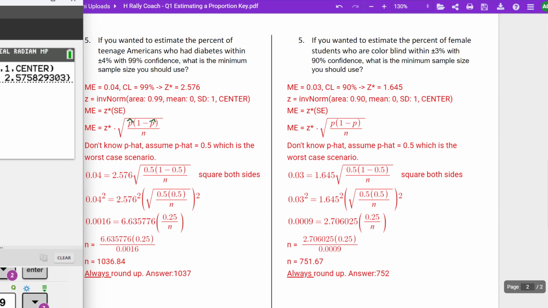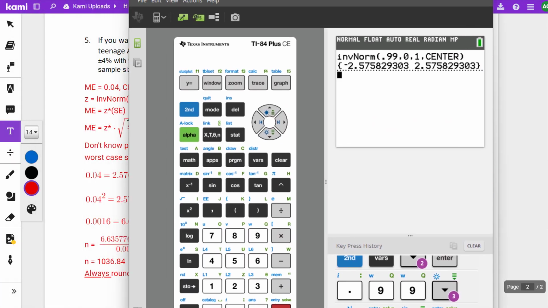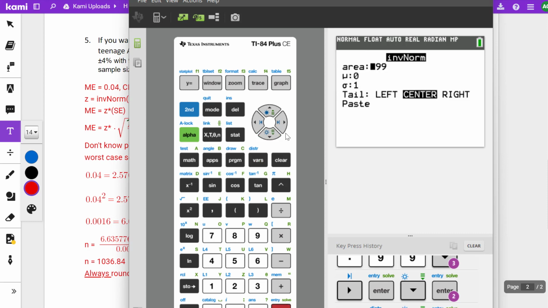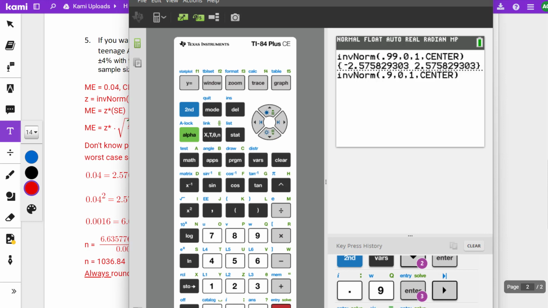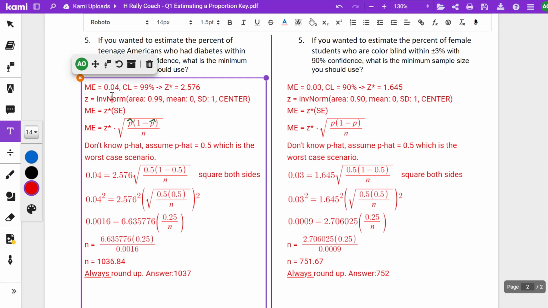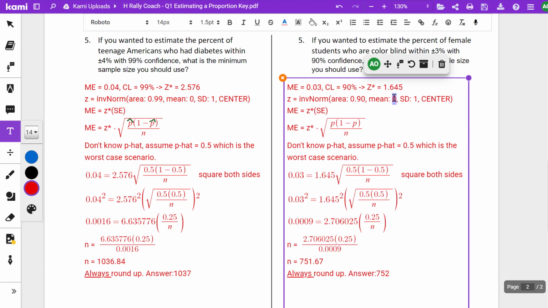All right, and then for the other one, it's a 90%. So I can just do the same thing. Second distribution, inverse norm. Change that 99 to 90. Make sure it stays in the center. And then go down and paste. And we get a critical value of about 1.645. Okay, so that's how you calculate it. And there's the shortcut right here, and right here on how to plug it into your calculator.